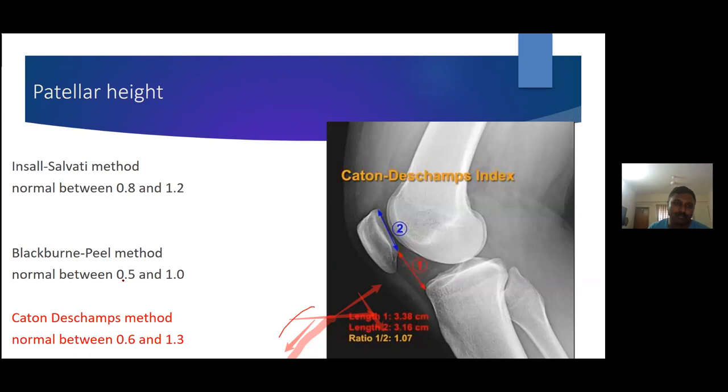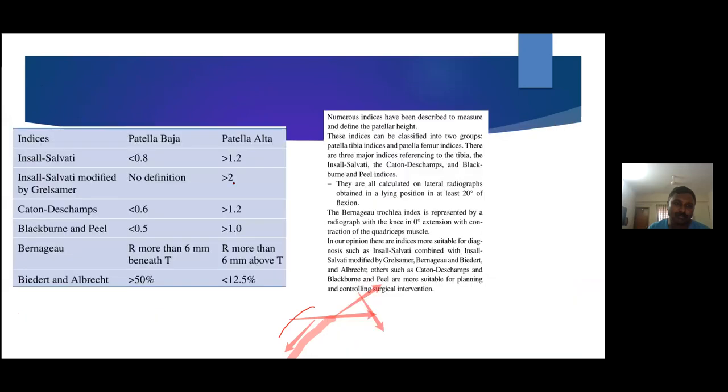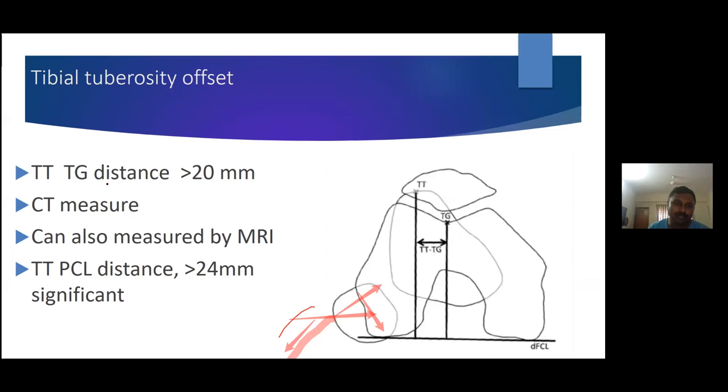Now come to the tuberosity offset. It is a radiographic measurement. Initially it was done with CT scan. Nowadays it's usually done with MRI also. In the CT, it was significant when the TT-TG distance is more than 20 millimeter. But in MRI, this figure is a bit less. A distance which is more than 24 millimeter is seen.